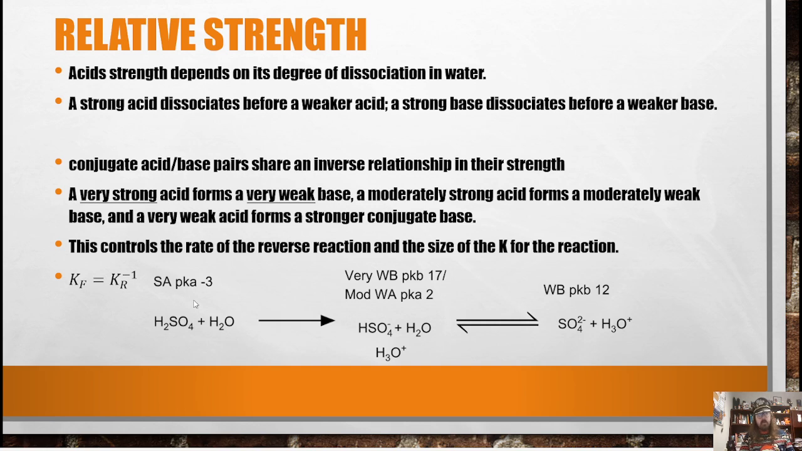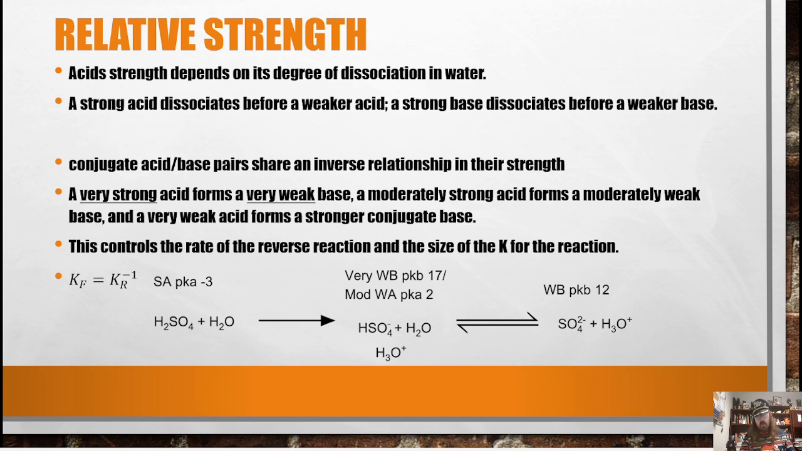So the idea here is sulfuric acid. The first dissociation is very strong. It has a K of essentially 1,000. So it's going to go towards products, which makes a very weak conjugate base, with the K for the reverse reaction being 1 times 10 to the negative 17th.